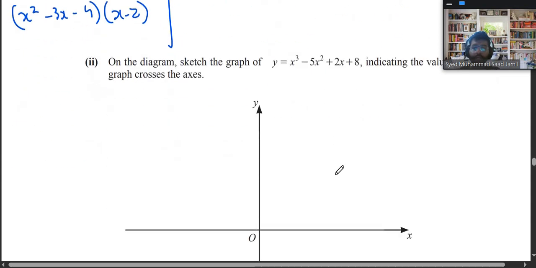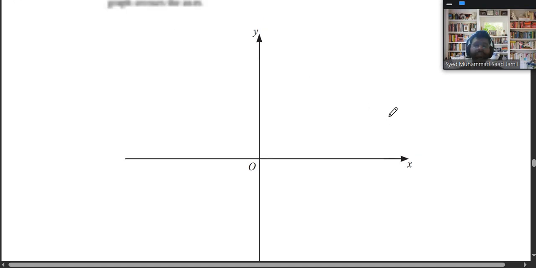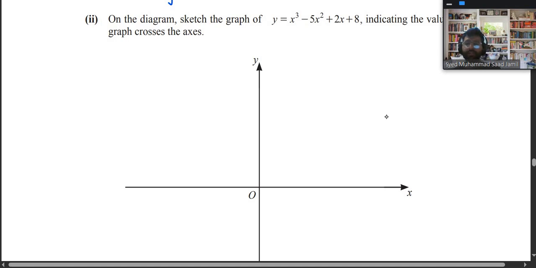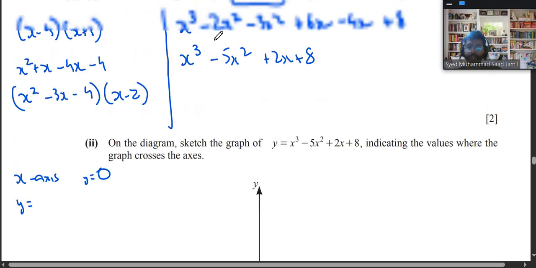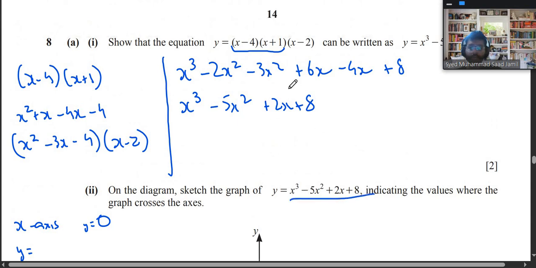Now it says on the diagram sketch the graph indicating the values where the graph crosses the x-axis. Okay. So guys, in order to make the graph, first of all we have to find the value at x-axis. So on x-axis we know that y is equals to 0. Let me write down the equation first for you guys. The equation is y is equals to, we have already made the equation, this one. This equation and this equation, both are same. So we will use this one.